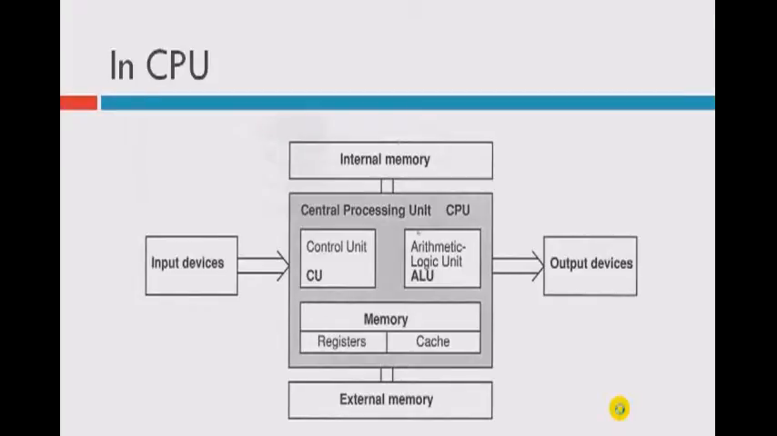And in the CPU there are three main parts. The first one is the CU, that means the control unit. The second one is the ALU, that means the arithmetic logic unit. The third one is the memory. Let's talk about each of them and what is happening.